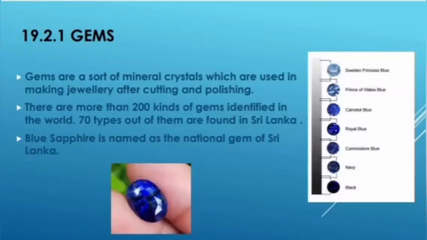Gems. Gems are a sort of mineral crystals which are used in making jewelry after cutting and polishing. There are more than 200 kinds of gems identified in the world. 70 types out of them are found in Sri Lanka. Blue sapphire is named as the national gem of Sri Lanka.